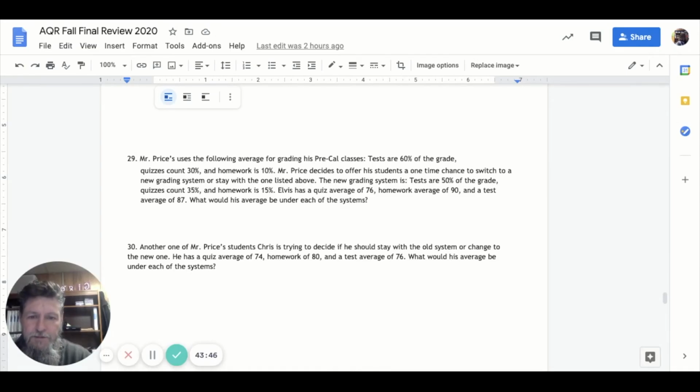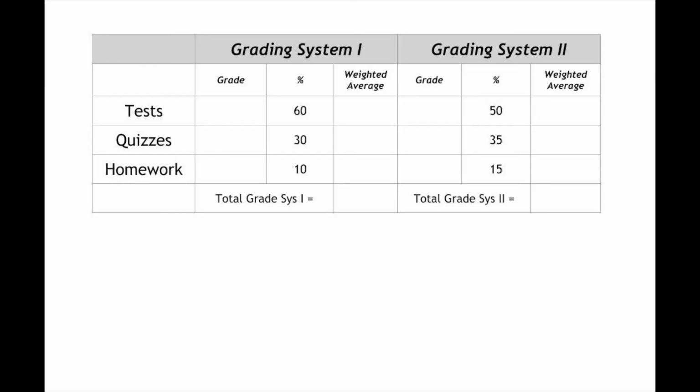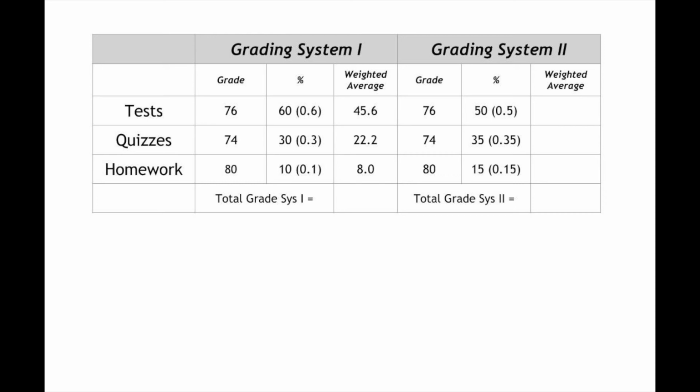So another one of Mr. Price's students, Chris, is trying to decide if he should stay with the old system or change to the new one. Let's see, his quiz average is a 74, homework of an 80, and test of a 76. 76 times 0.6 is 45.6. 74 times 0.3 is 22.2. And 80 times 0.1 is 8. So we're going to add 8 plus 22.2 plus 45.6, and that gives us 75.8.